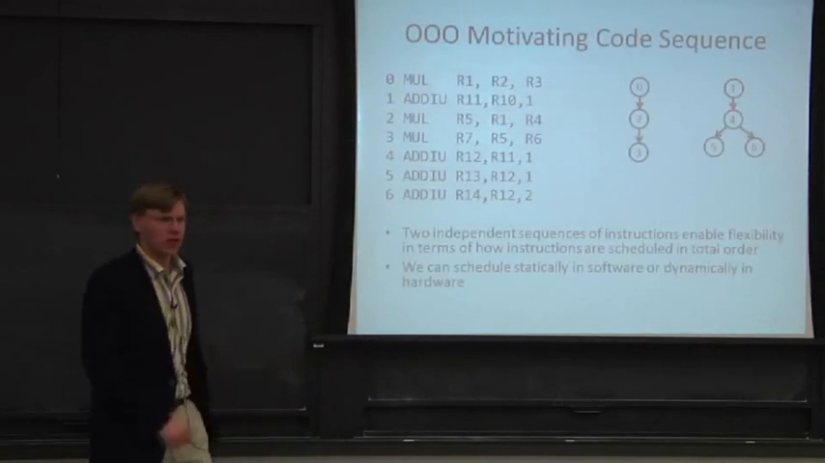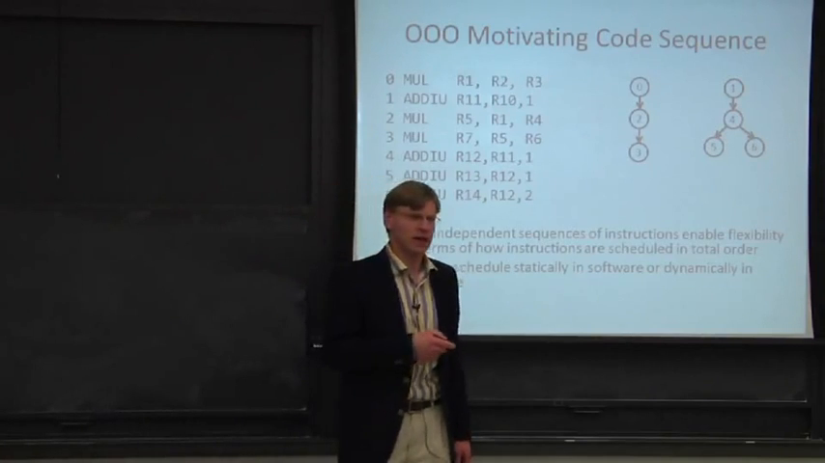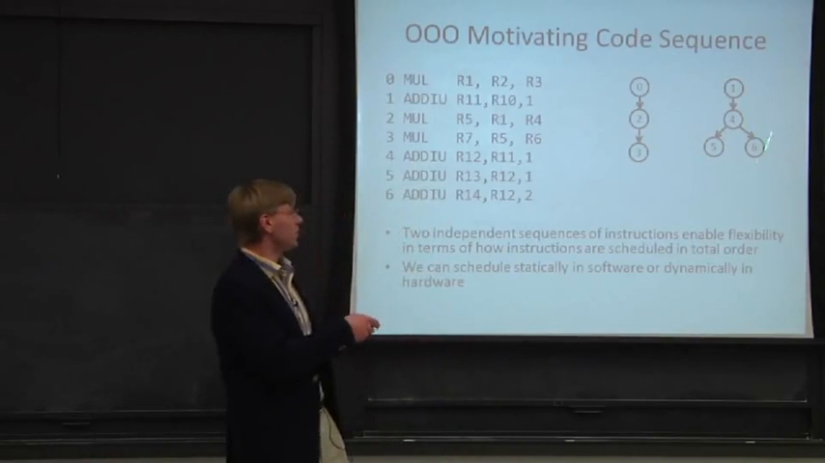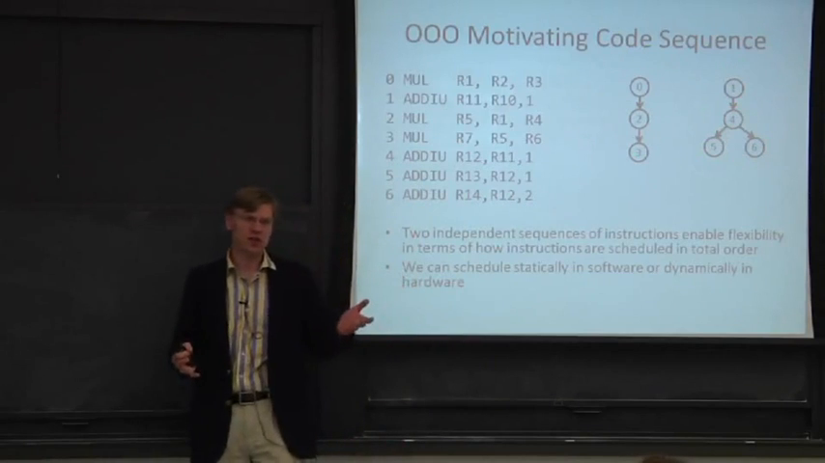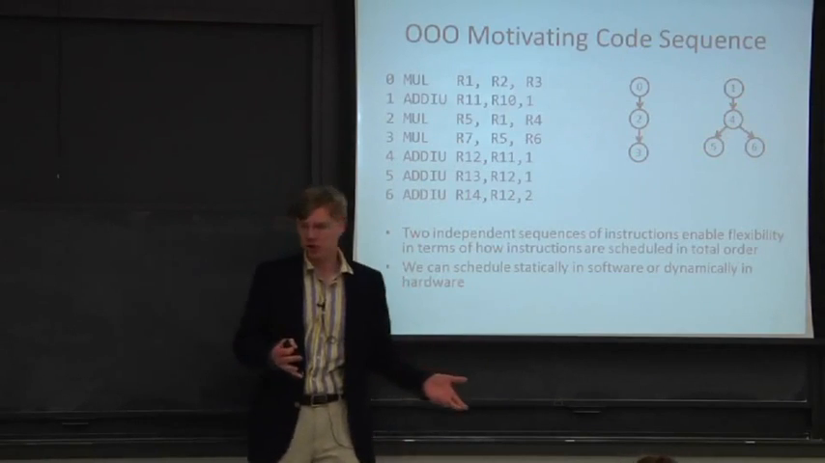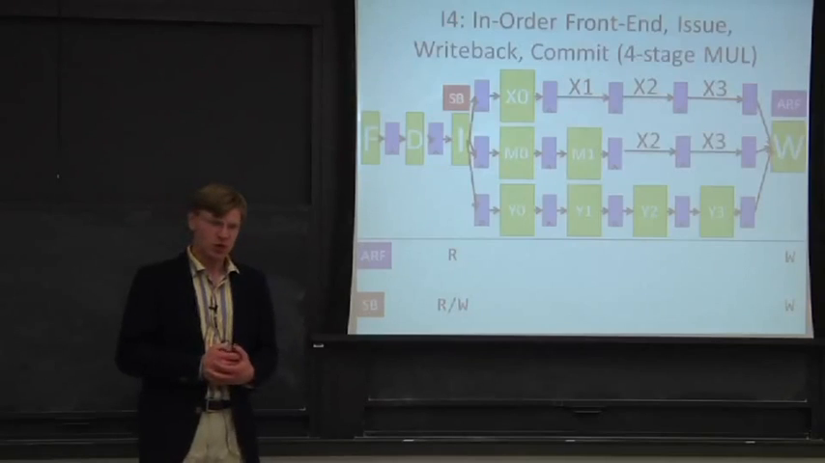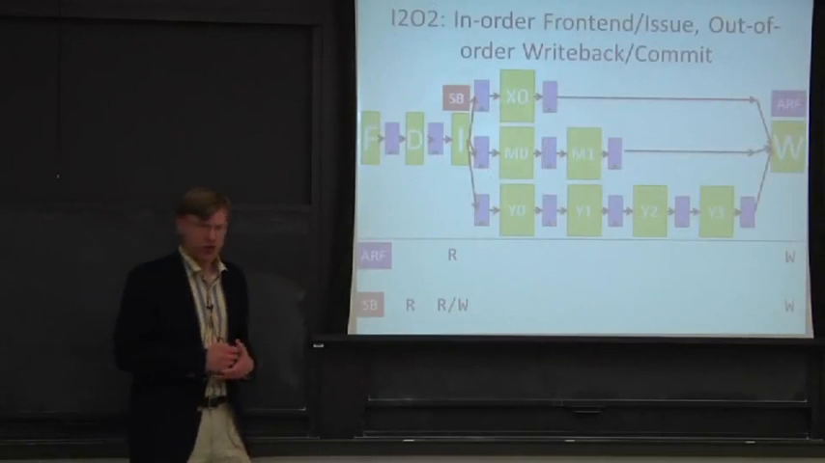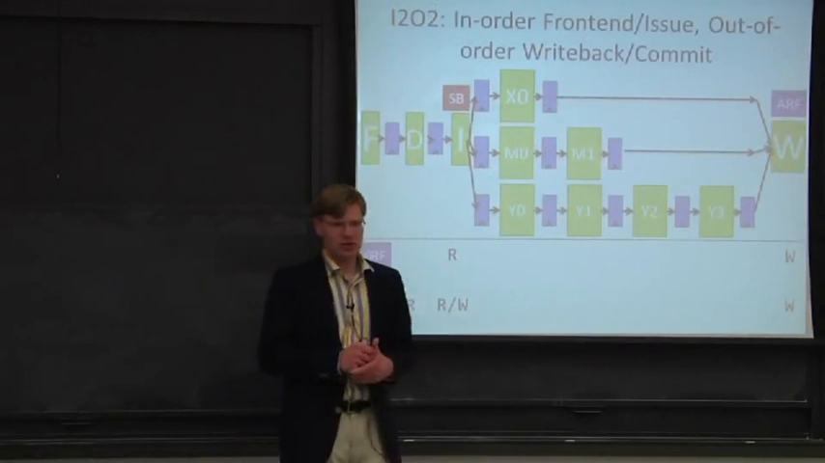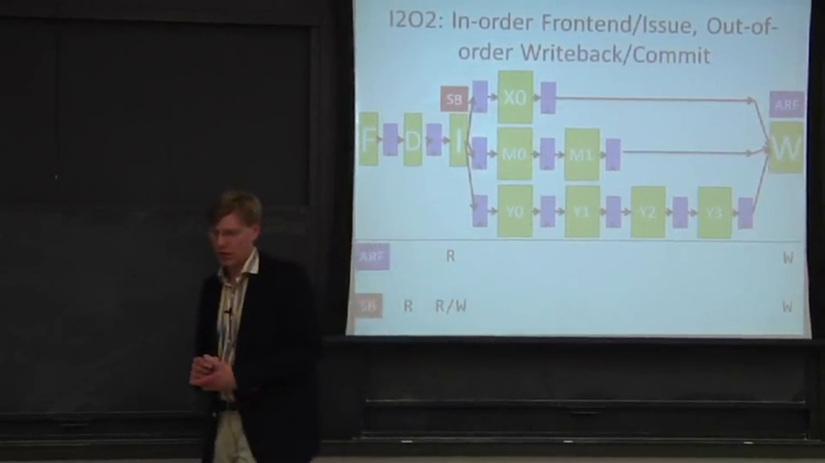Just to recall our motivating examples, we're going to be using this example throughout today's lecture again. Two different instruction code sequences, not dependent on each other. You should be able to execute these in parallel if you had enough parallelism in your machine. We talked about this already, so I'm going to skip past the in-order machine and get to in-order front end and issue, and out-of-order write back and commit.